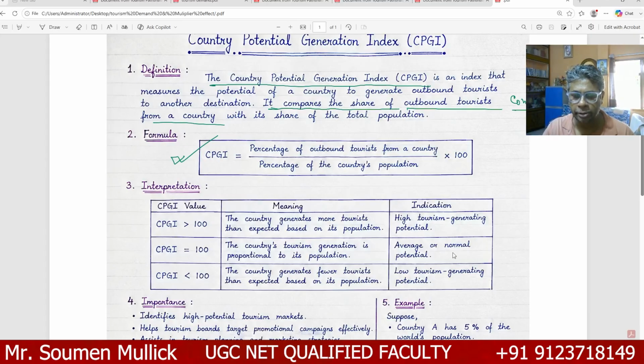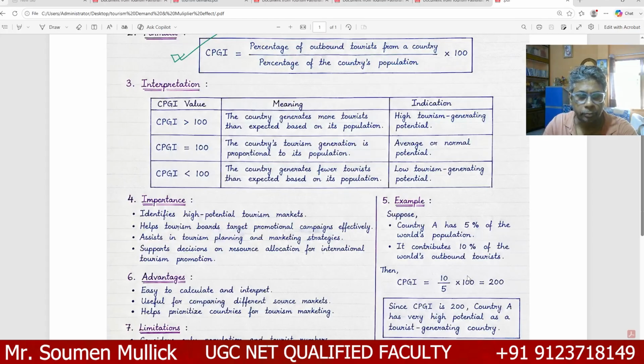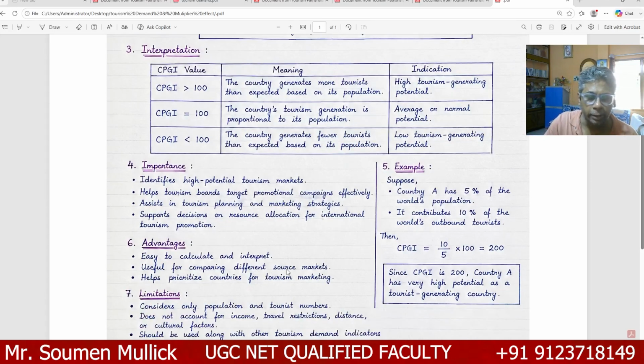That means high tourism generating potential. CPGI equal to 100 means the country's tourism generation is proportional to its population, average or normal potential. CPGI less than 100, the country generates fewer tourists than expected based on its population, a low tourist generating region. So what are the advantages? Easy to calculate and interpret, useful for comparing different source markets, and helps prioritize countries for tourism marketing. Importance: identify high potential tourism markets, help tourism boards target promotional campaigns effectively, and assess tourism planning and marketing strategy.